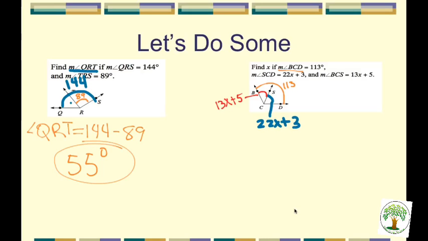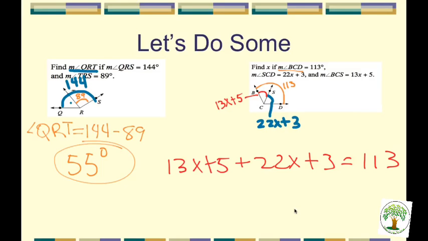The red and the blue will equal the orange. So we'll do it like this. We're going to go 13x plus 5 plus 22x plus 3 equals 113. You with me so far? What am I going to do to solve this? Add the like terms. I'm going to add those, and I'm going to double underline those. 13 and 22 makes how much? 35. Good job. 35x plus 8, because the 5 and the 3 makes 8.